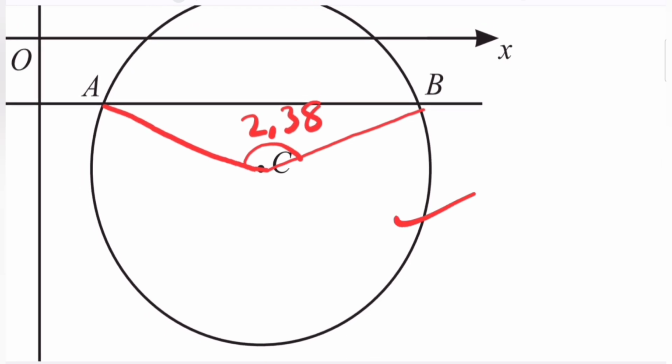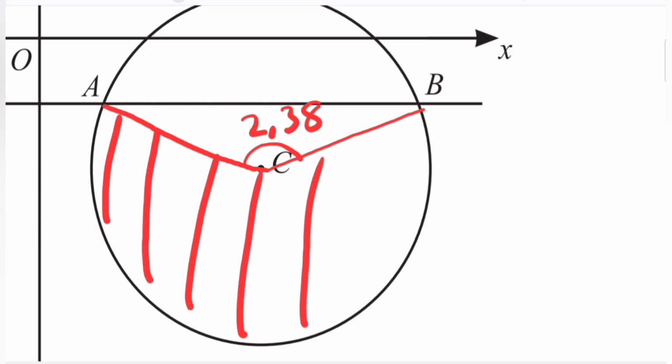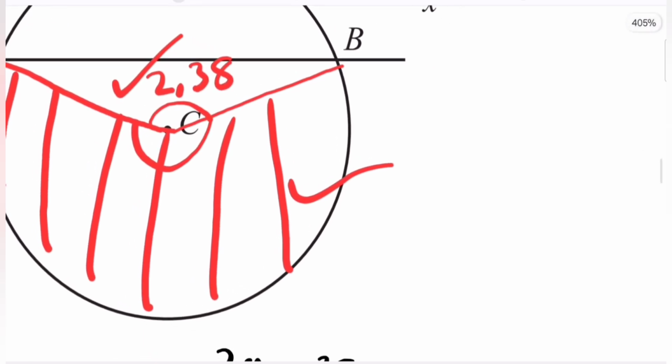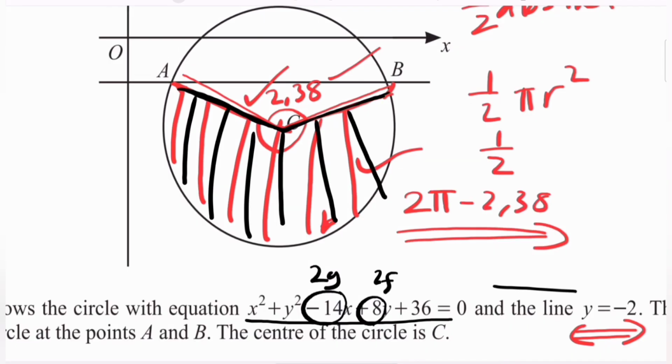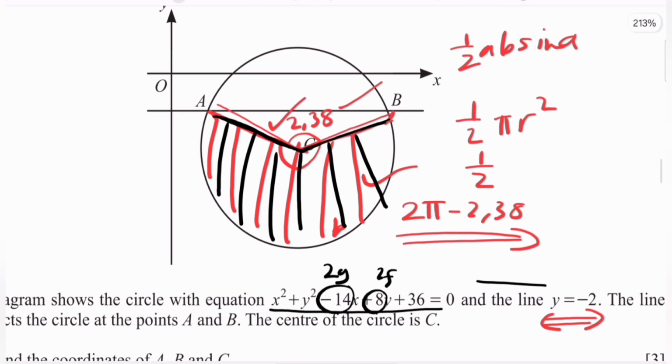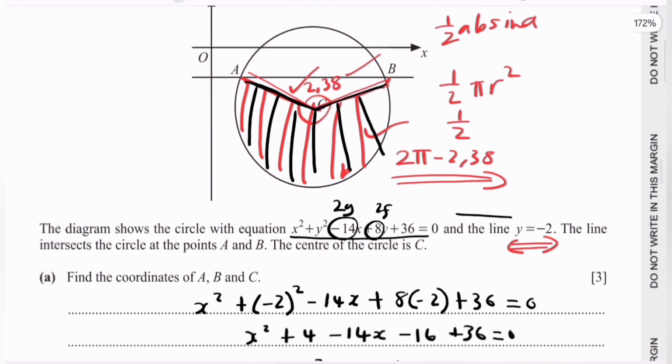So to get this area, we can say area of this sector plus area of this triangle right here. And for area of this sector, we need this angle, which we can get by saying 360, which is 2 pi, 360 minus 2.38, right? Area of that triangle. And for that, we said we're going to use half AB sine theta.